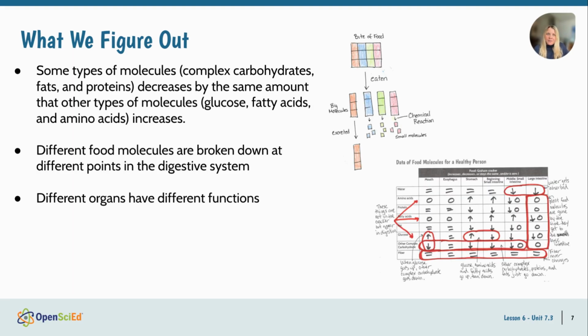Here's what you and your students end up figuring out. This leads us to determine that not only do complex carbohydrates break down into glucose, but other food molecules do the same as well. Different parts of the digestive system are responsible for breaking down and absorbing these molecules, and therefore different organs actually have different functions.